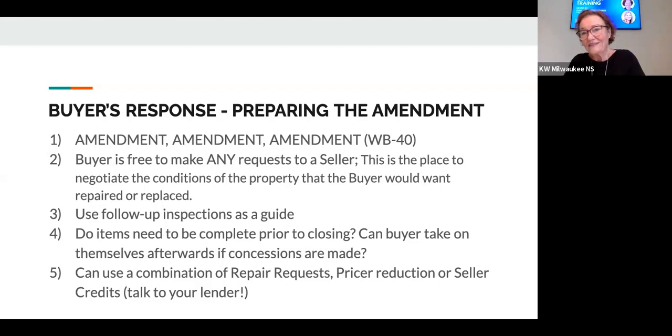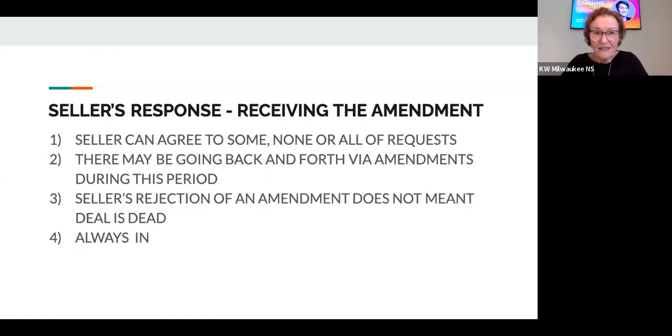He doesn't want to go back and forth with the seller. This is really not good practice. You should probably try to convince your buyer not to take this route, and to try to negotiate first. But in the situation when sending an amendment, the seller can agree to some, none, or all of the requests. Going back and forth is what I just said. A seller's rejection of an amendment does not mean the deal is dead. Always in this together, try to keep negotiating.